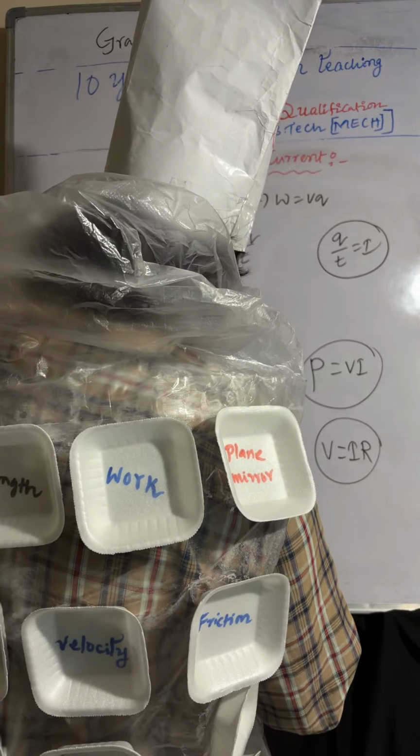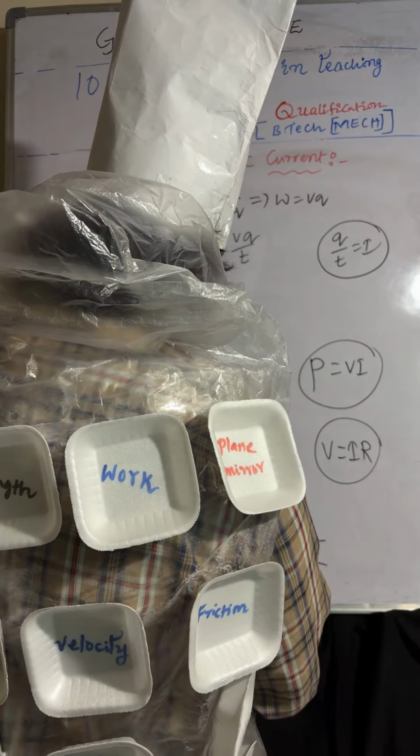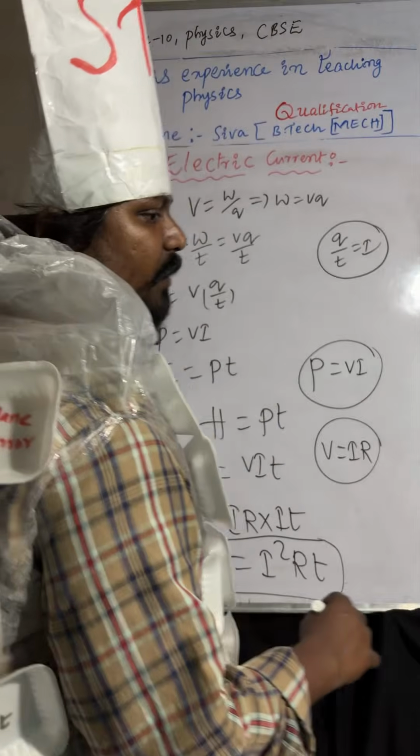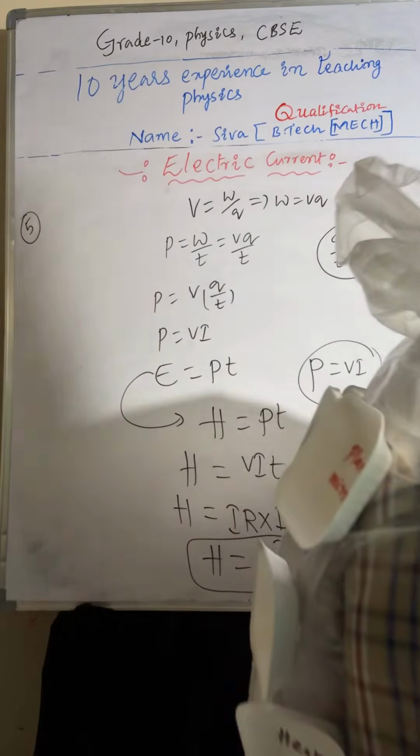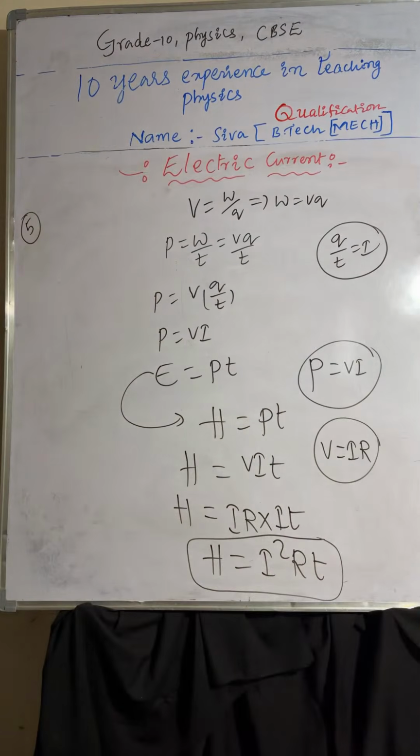Heat produced in the conductor is directly proportional to the square of current. Heat produced in the conductor is directly proportional to resistance. Heat produced in the conductor is directly proportional to time. I hope it is very clear, right? So that's enough, we'll go to the next one.